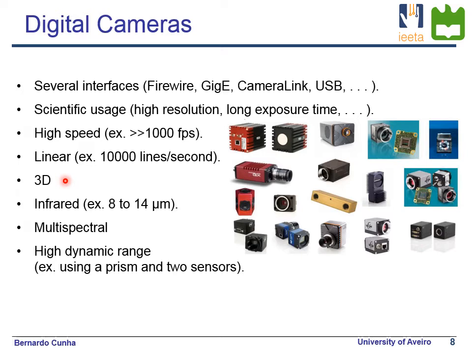You have cameras for getting information in 3D, so you can get information typically on a plane with 2 dimensions plus a third dimension, which is the depth. You can have cameras for looking into the infrared area of the spectrum, for instance, between 8 and 14 micrometers, which is really outside the area where our own vision can look. You have cameras which are multispectral, so they are built to acquire images in different areas of the spectrum, depending on the application that you are looking into.